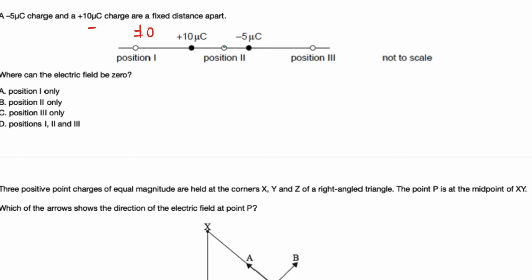In position 2, the positive charge is going to radiate an outward electric field, so pointing to the right. The negative charge is going to radiate inward, so also pointing to the right. Right. So this part also cannot be 0.